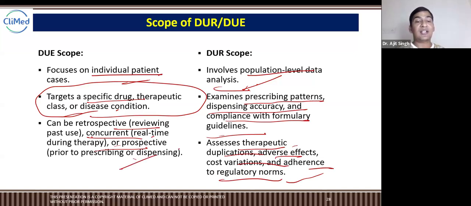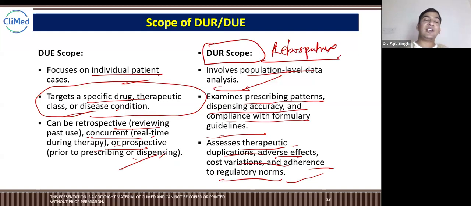There is nothing with real time or this. DUR also can be done. Usually DURs are retrospective. One more thing, guys. Most of the time, DUR is retrospective. Okay, not most of the time, it is retrospective.